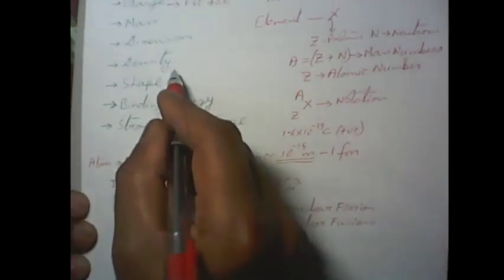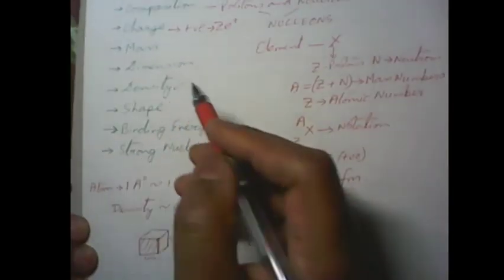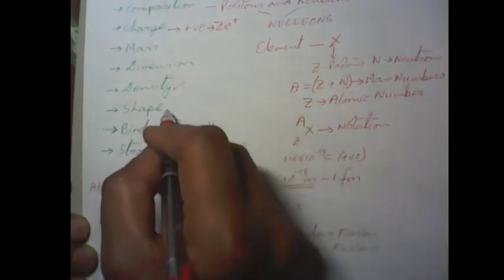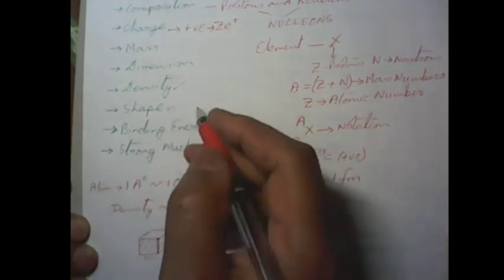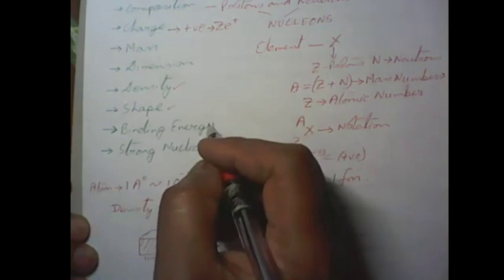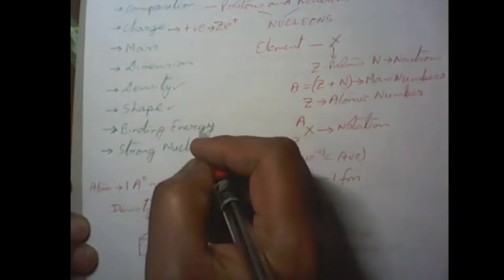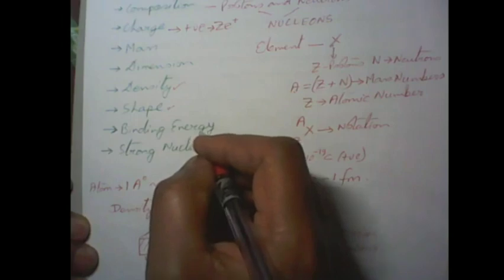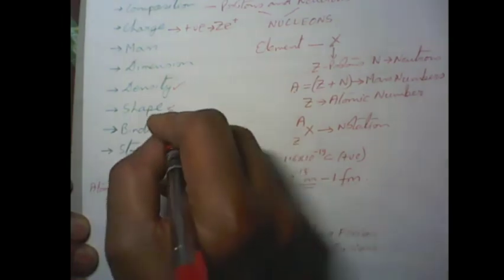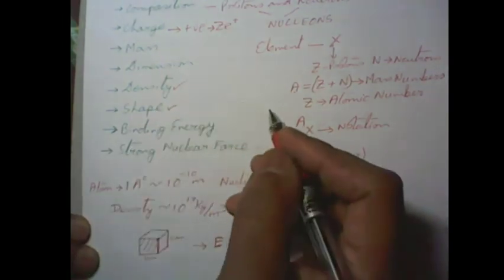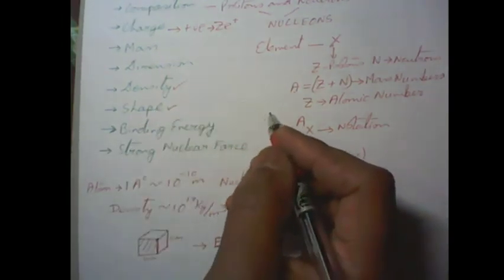So this is another physical property, the density of the nucleus. Then the shape of the nucleus. By and large, we consider the nucleus to be spherical in shape. However, heavier nuclei, slight distortions are there from the spherical shape. So that is all about the shape of the nucleus.